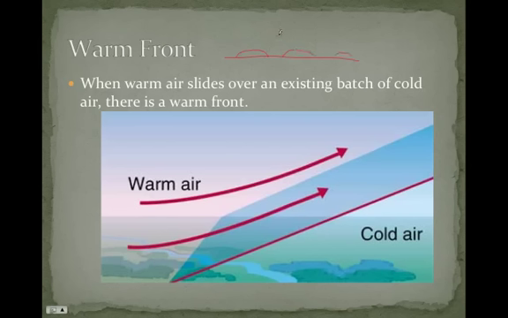And again, this is in front of the front. This is behind the front. And so it's when warm air slides over an existing batch of cold air. Again, warm air is less dense, so it'll gradually push out the cold air. You'll see a lot of cirrus clouds forming up high along the warm front, and then those clouds will thicken as the front passes, and we could see precipitation falling.